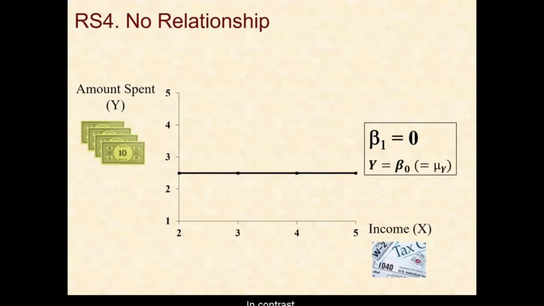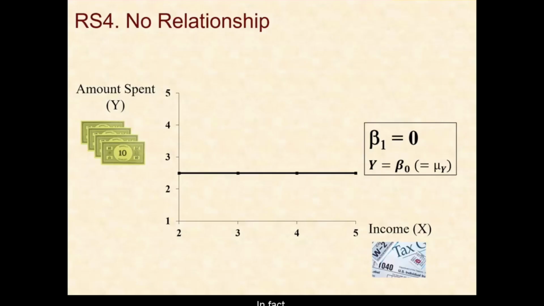In contrast, on this slide, we see what no relationship would look like. For any income level, 2, 3, 4, 5, or whatever, the amount spent is the same. Knowing the income tells us nothing about the amount spent. For a linear model, as pictured, this corresponds to a line with beta 1 equals 0. Such a model just looks like y equals beta naught, where the value of y does not depend upon x whatsoever. There's no relationship between x and y.